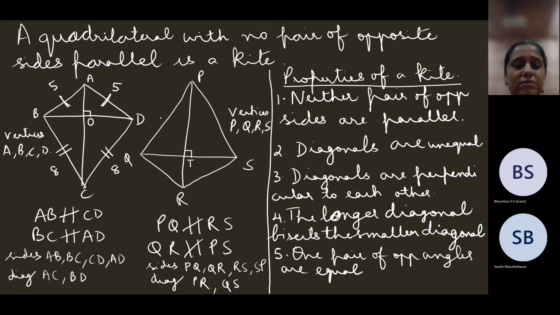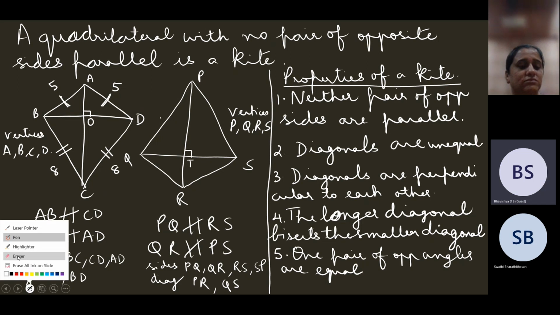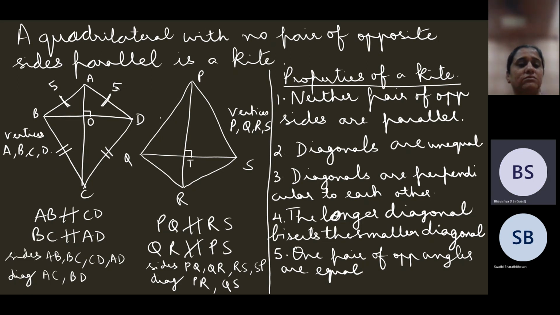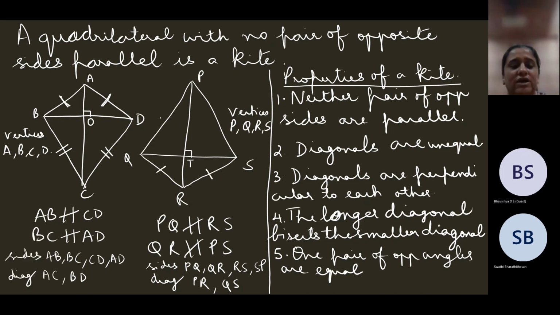And in this figure, Bhavishya, name the equal sides. Ma'am, QR and SR. QR and SR, okay. QR is equal to SR. And then the other pair of equal sides?